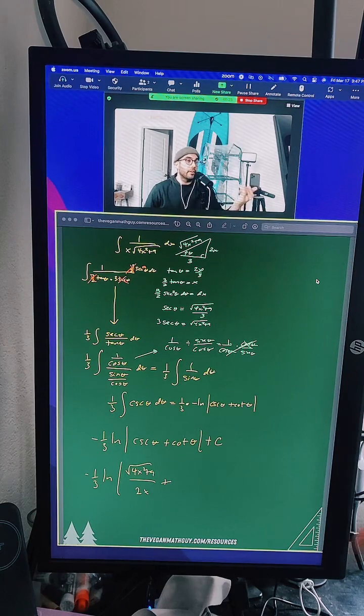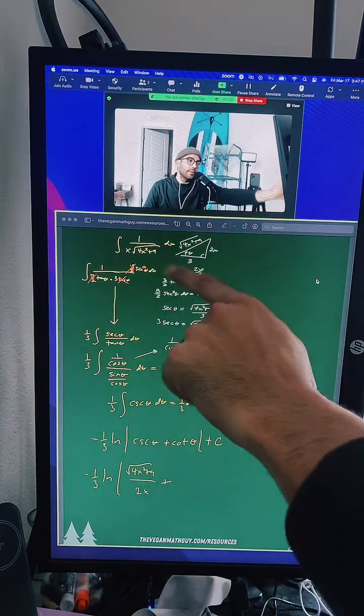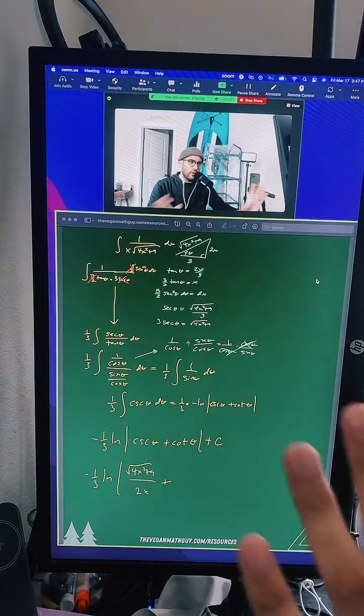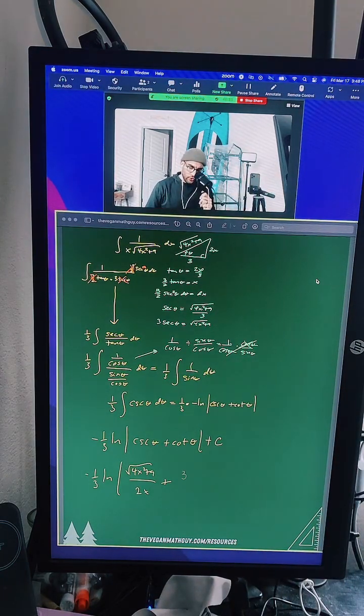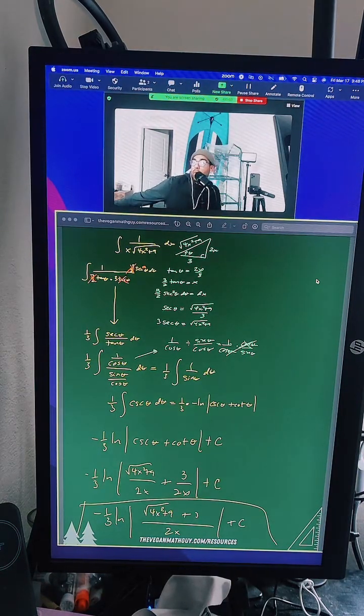Cotangent is the reciprocal of tangent. Tangent is opposite over adjacent, so cotangent is adjacent over opposite, my bad. So this is 3 over 2x plus C. And if you want to get fancy, we can go ahead and get everything under a common denominator: root 4x squared plus 9 plus 3, over 2x, plus C. Beautiful.